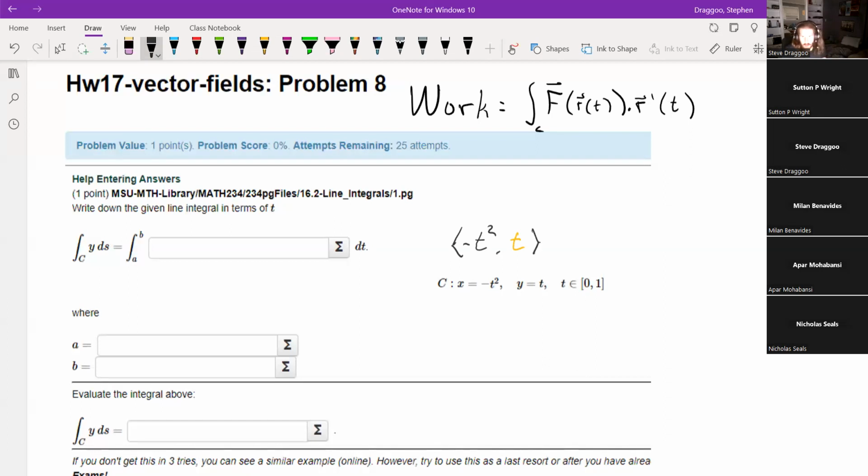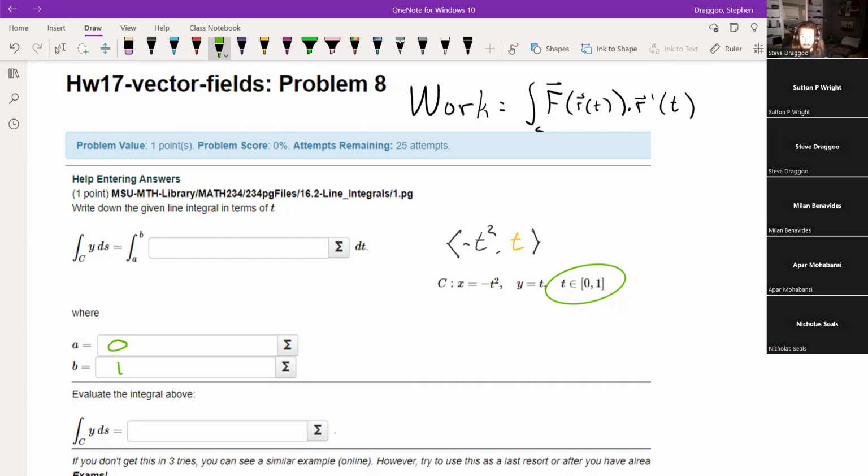That's our curve as a vector valued function, specifically with t being between 0 and 1. So we might as well get one of the easy parts out of the way first. If t is between 0 and 1, that means that a and b are 0 and 1. That's going to be particularly nice for us.